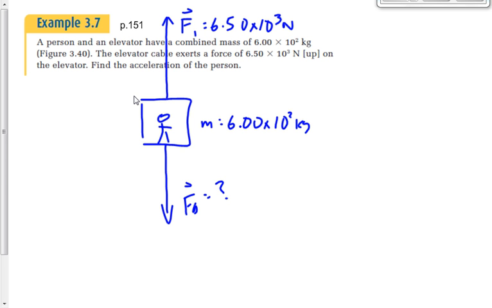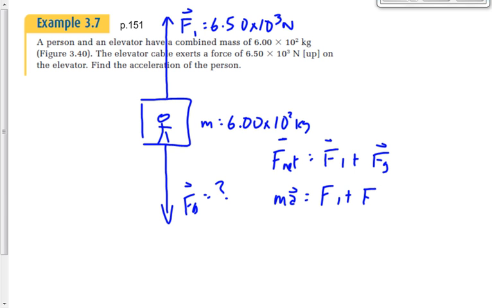If the force of gravity is bigger than F1, the force of the cable, then what's going to happen to this elevator? It's going to accelerate downward. If the force of gravity is smaller than the force of the cable, then what's going to happen? It's going to accelerate upwards, right? Let's figure out what it is here. Let's say the net force is equal to the sum of the forces, F1 plus Fg. By the way, if Fg was equal to the force of the cable pulling up, what would happen? Nothing. It wouldn't accelerate at all, right?